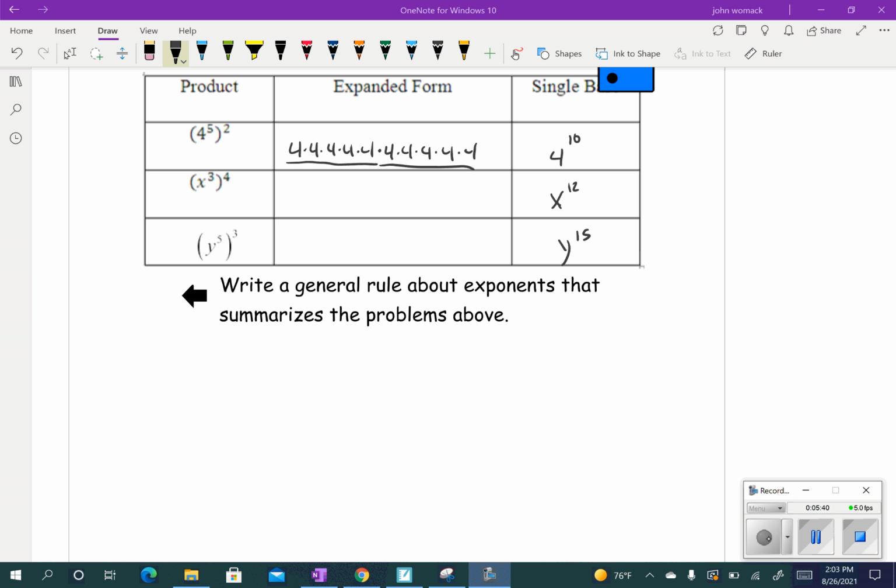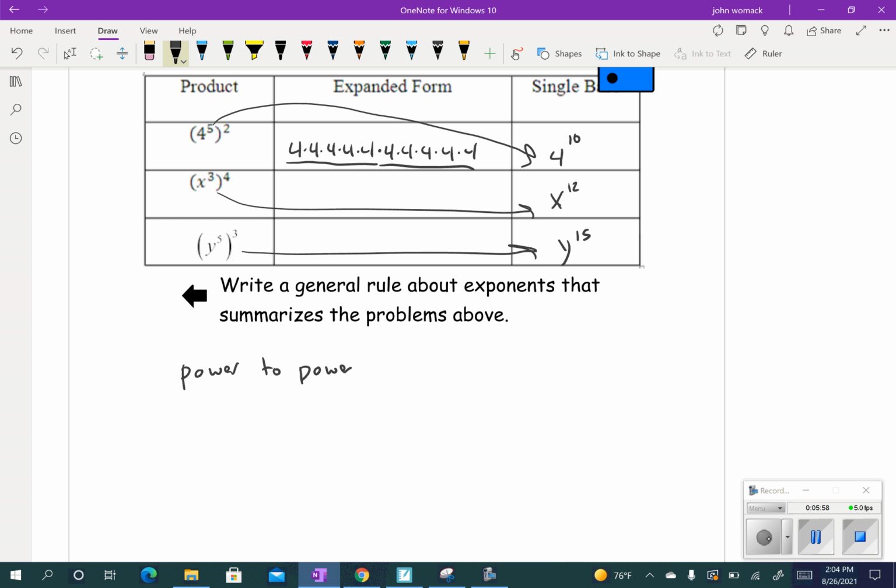So again, we want to write a generalized rule for how do I go. A lot of times we call this a power to a power. I'll write that down. Call this rule because you're raising one power to another power. So if I have 4 to the 5th squared, how do I go from there over to there? Go all the way over without having to write out the expanded form.